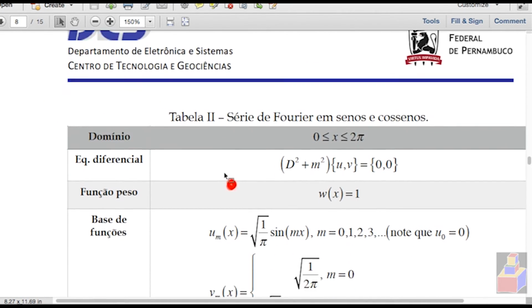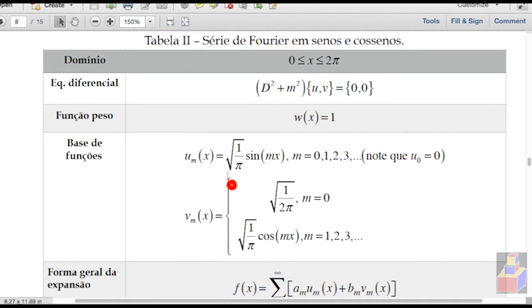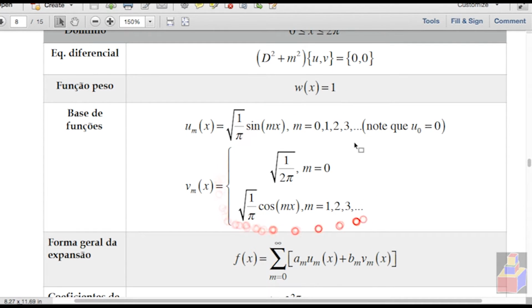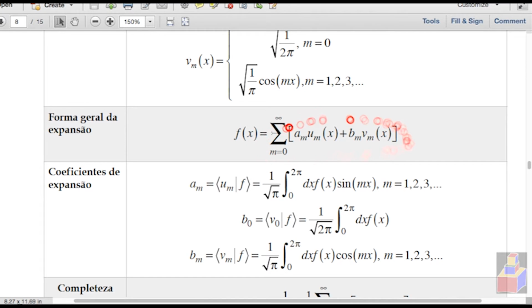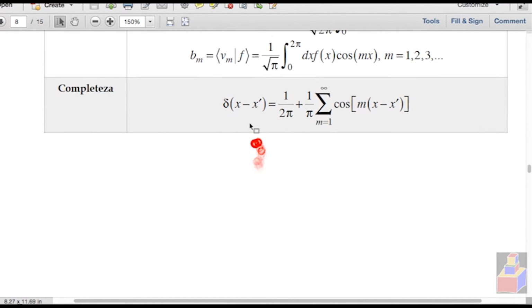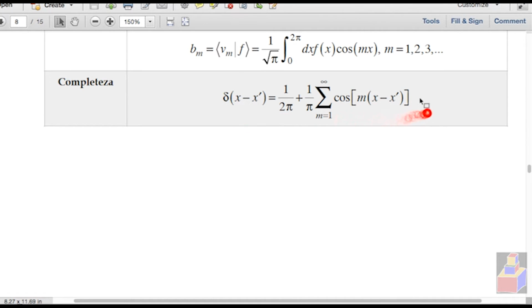So here is a set of examples of complete sets of orthonormal functions generated by a differential equation. This is the harmonic oscillator equation. We have two solutions. We can make a Fourier series of sines and cosines. Here are the orthonormal functions, here is the general expansion, here are the coefficients, and here is the completeness relationship.